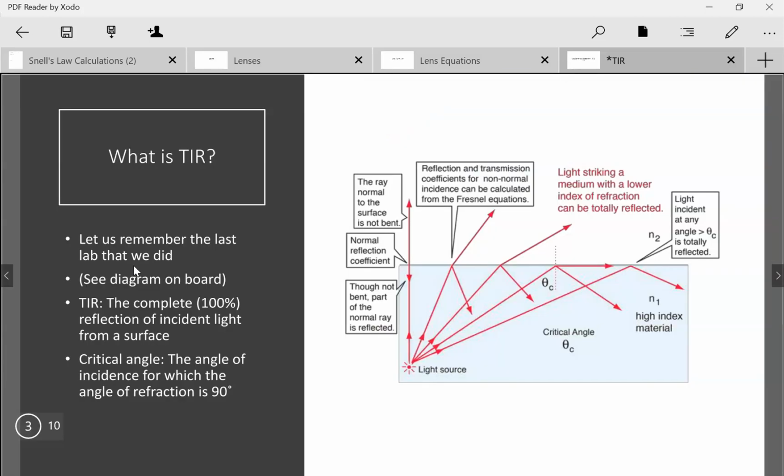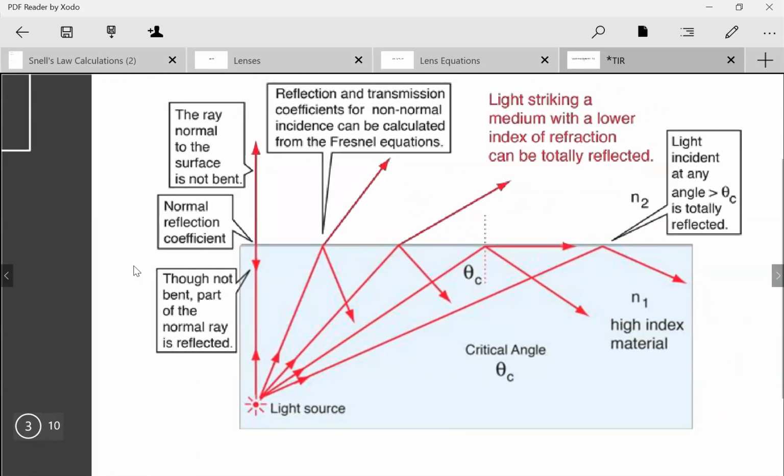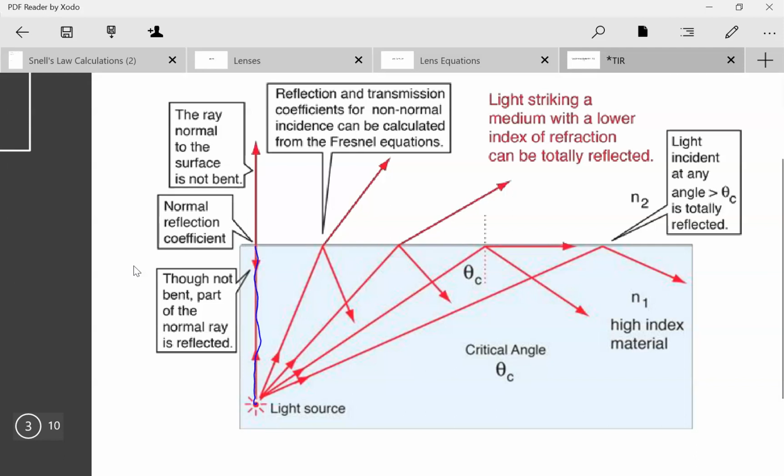So let's look at this diagram and see what's going on. Again, the first light source is traveling along the normal and hitting the surface of the water. Some of it goes back, it's reflected. Some of it passes through without bending. And we learned that if the incident ray is along the normal, there's no change in direction. It just changes speed when it goes through the interface between media.